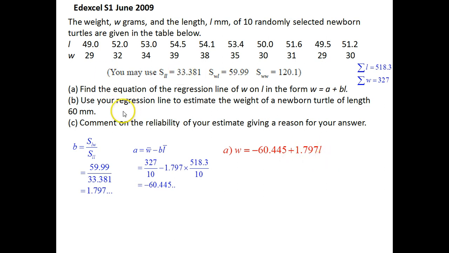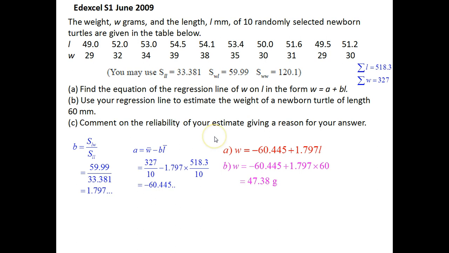Use your regression line to estimate the weight of a newborn turtle of length 60. So if you put 60 instead of L, we get a weight of 47.38 grams for this turtle of length 60 millimeters.